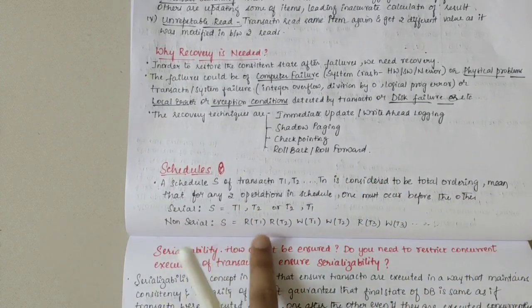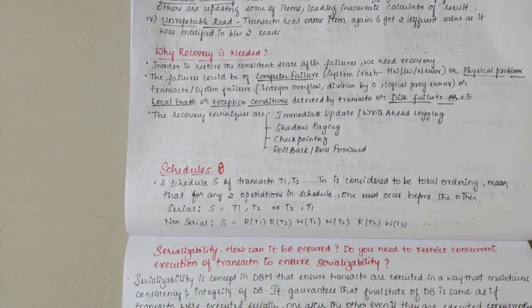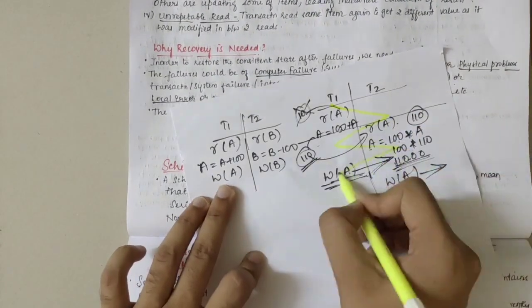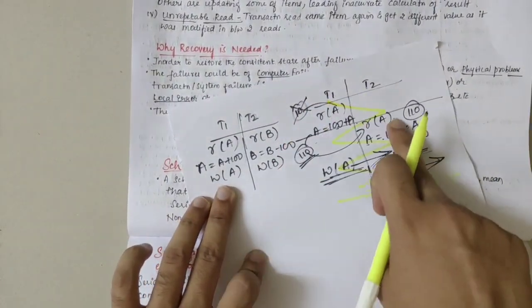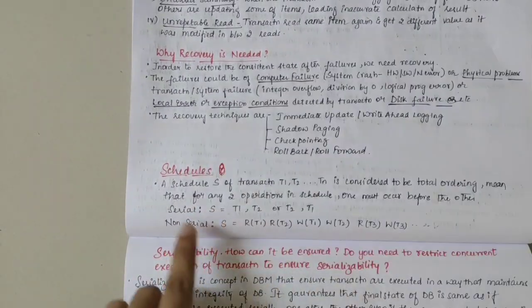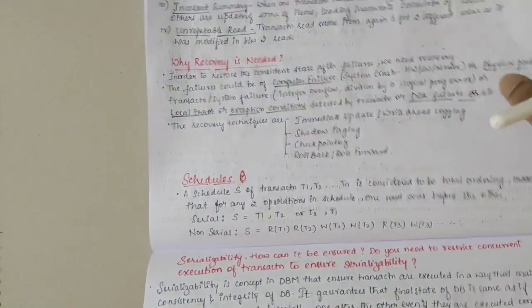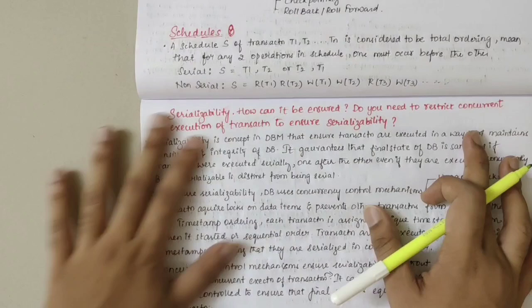If it's non-serial, then T1, T2, T1, T2, there could be like this, like how I've explained in this condition. They are not consistent here. First it was in T1 state, then T2 state, then T1, then T2. So this is non-serial. Now we'll look into what serializability is and how it can be ensured.